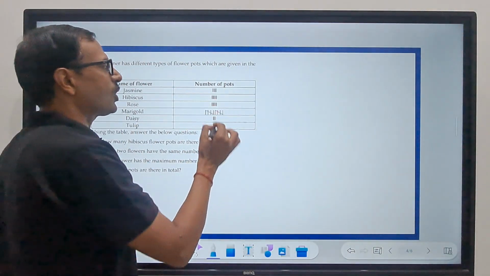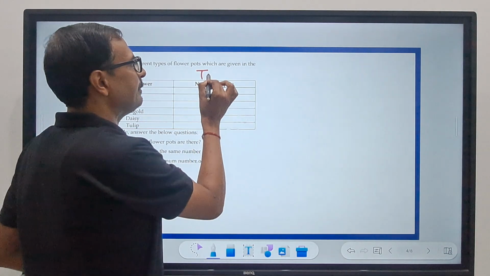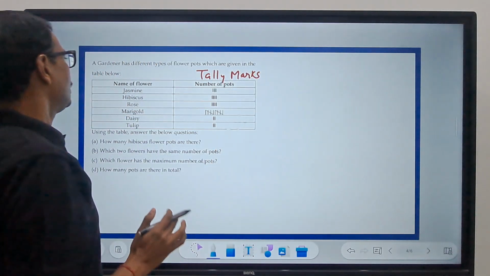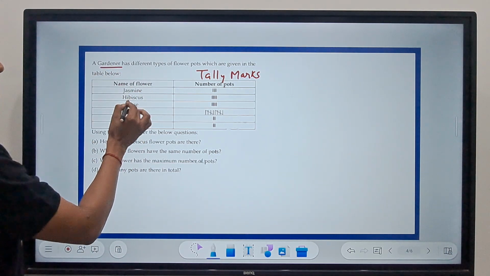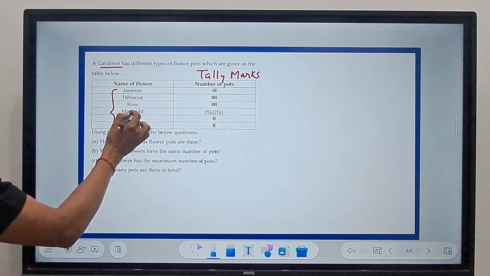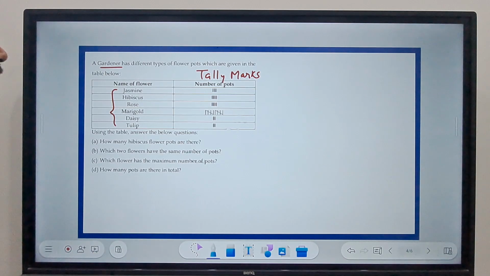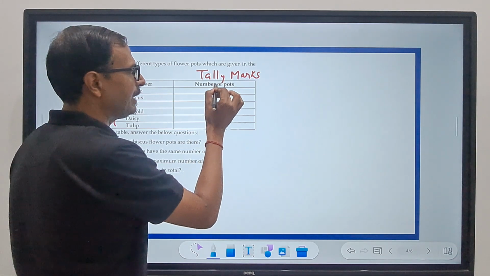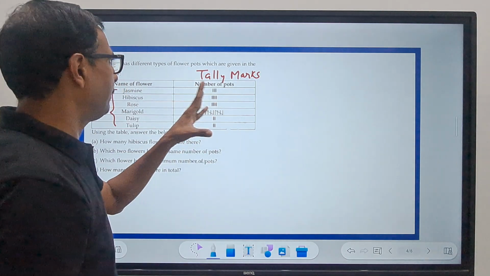As you can see, we have drawn some vertical bars here and some cross bars. These are called tally marks. This is the data where a gardener has planted different types of flowers: jasmine, hibiscus, rose, marigold, daisy, and tulip. Now the number of pots of jasmine is 1, 2, 3. So we have 3 bars corresponding to this, meaning 3 pots containing jasmine plants.